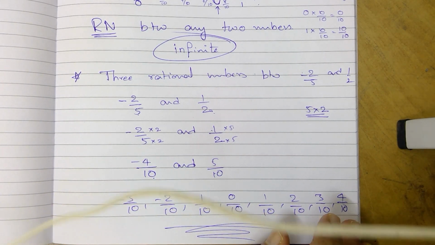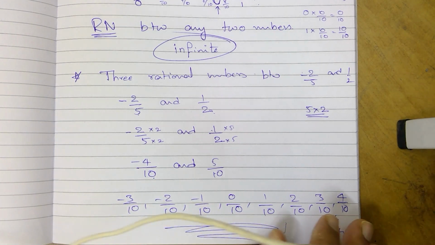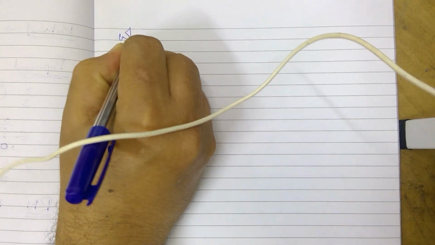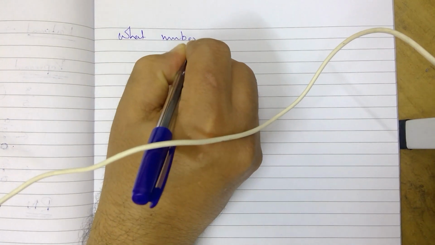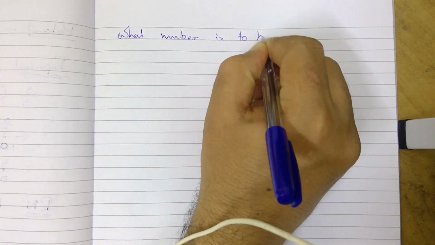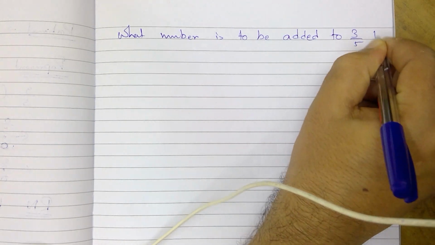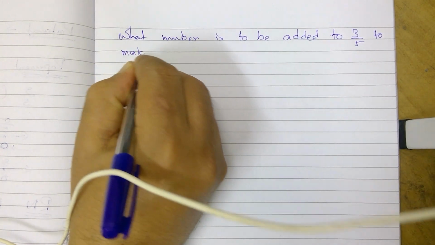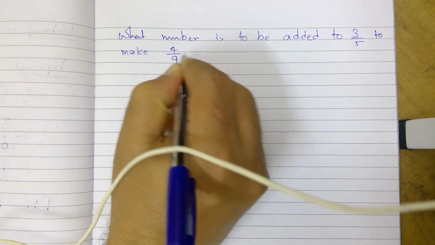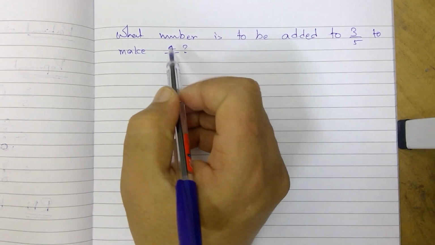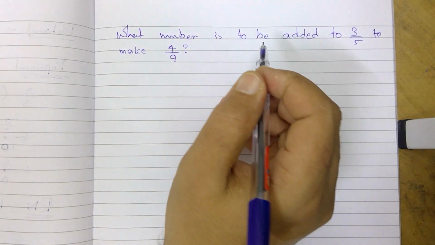For example, if you go through the worksheets which are available on the internet, I have seen 2-3 problems. What number is to be added to 3 by 5 to make 4 by 9? For example, I have taken a simple example. Read these kinds of problems at least 2 to 3 times. It is very important, my dear.